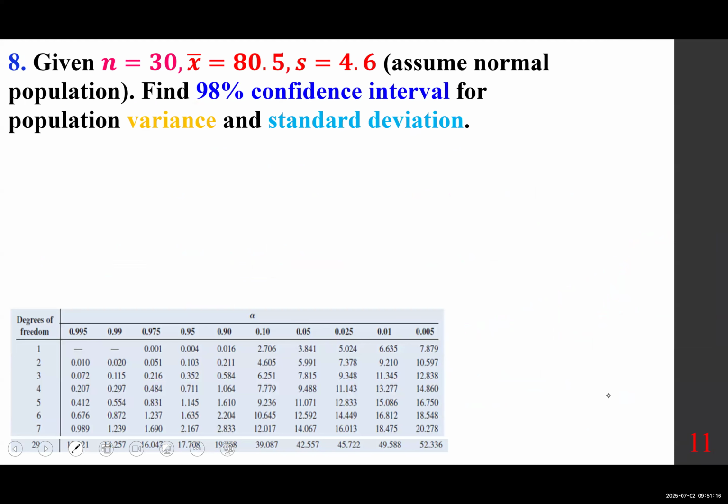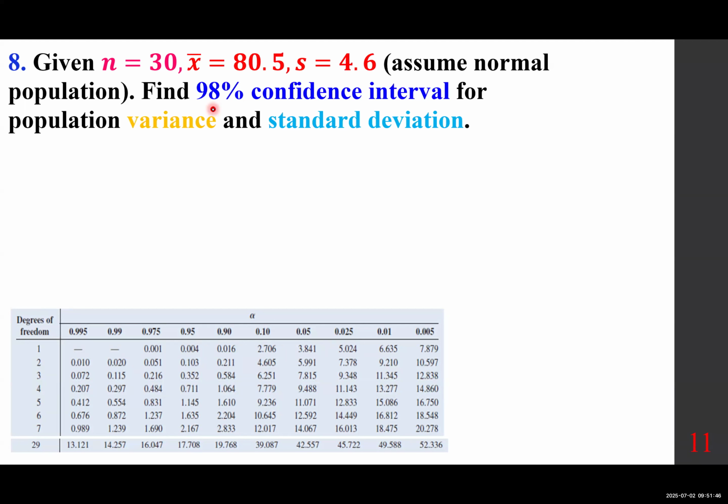All right. Given n equals 30, x bar is 80.5, s is 4.6. Assume normal population. Find 98% confidence interval for the population variance and standard deviation. Class, there's not much to write as far as the given because it is given to us symbolically and everything is there, including the confidence interval of 98%.